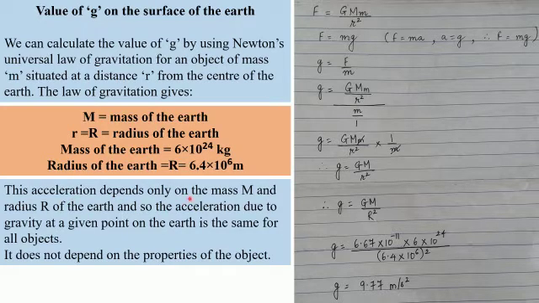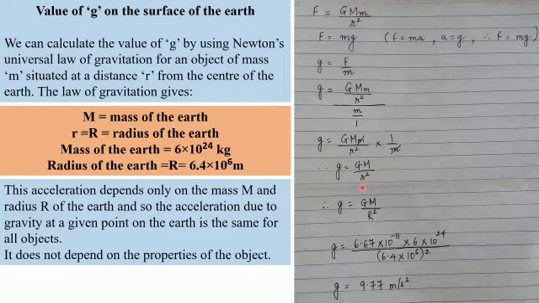This acceleration depends only on mass M and radius R of the Earth, and so the acceleration due to gravity at a given point on the Earth is the same for all objects. So here it becomes evident that the mass of the object got cancelled, and the distance between the object and the Earth is now replaced by the radius of the Earth. So we find that the value of g does not depend upon the mass of the object, neither does it depend upon the distance at which the object is from the surface of the Earth.